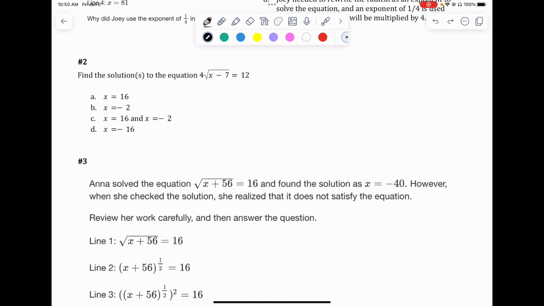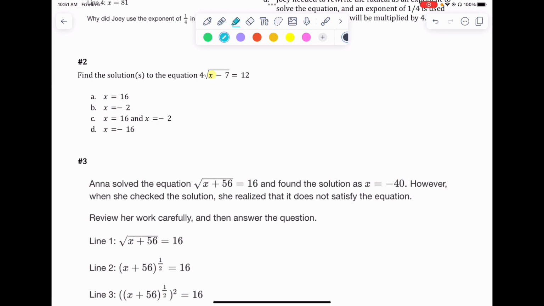All right, so number 2, find the solution to the equation 4 times the square root of x minus 7 equals 12. So we want to solve for x, so this means we want to isolate it. X is inside of a radical, so I'll have to cancel out the radical at some point, but before I do that, I will want to cancel everything out around the radical. So essentially, isolate the radical.